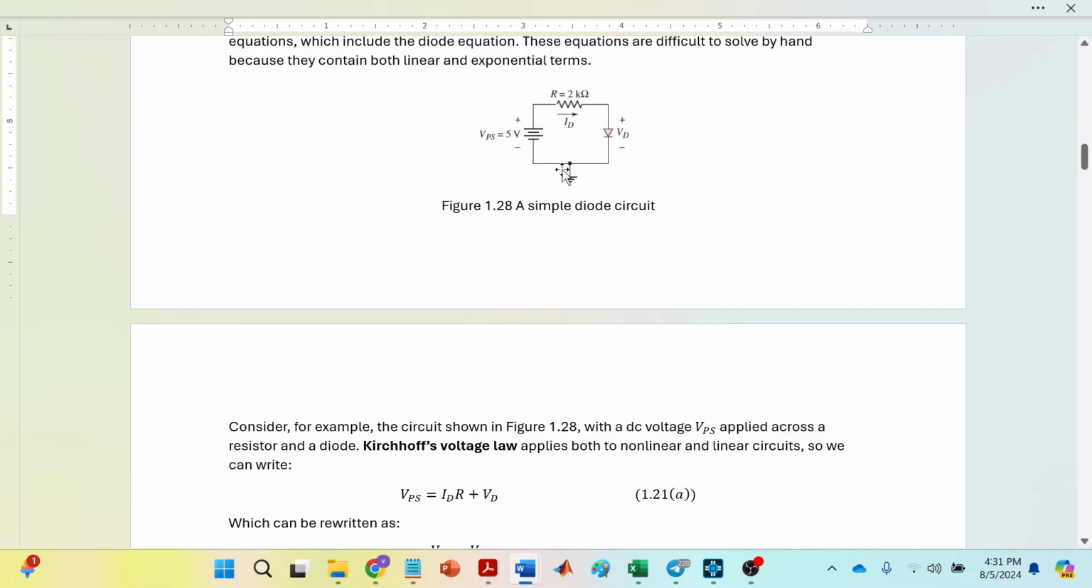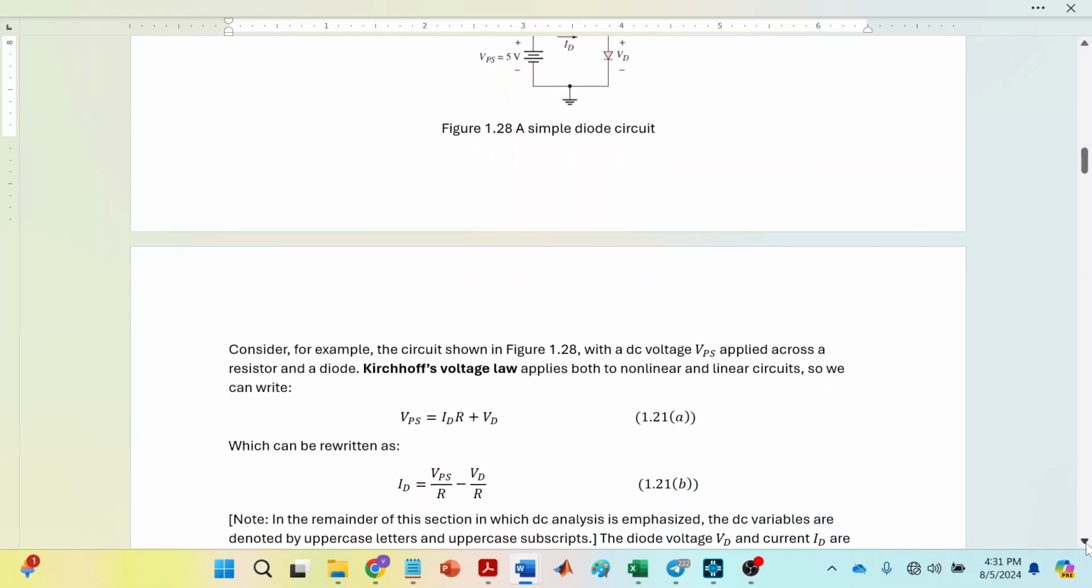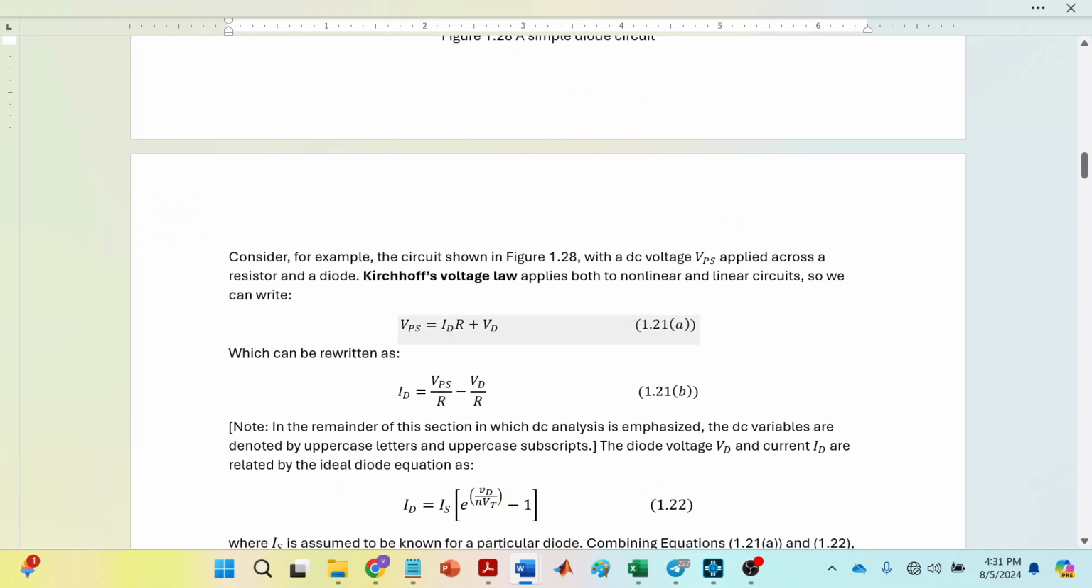So writing the Kirchhoff voltage law, VPS is the power supply voltage, ID is the diode current, VD is the diode voltage, the drop across the diode. So writing the KVL around this loop, you have VPS is equal to IDR plus VD. So this is the KVL of this circuit. Then you can simply make ID the subject of formula, and we arrive at this equation.